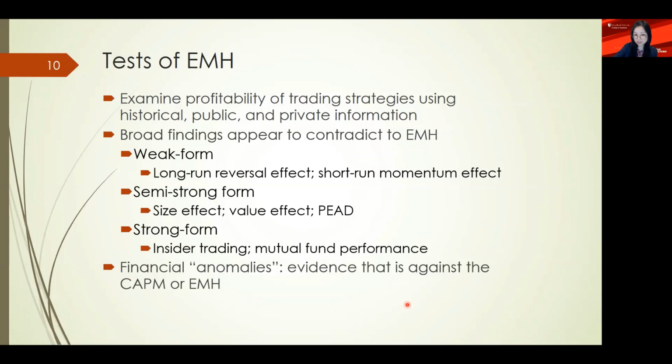With the first test, by the way, I forgot to define that because we find a lot of evidence that seems to contradict the EMH, we have created a new word in finance literature. It's called anomalies, financial anomalies. So what is financial anomalies? It is evidence that's against the CAPM or the EMH, that's not consistent with the predictions out of the EMH, and then we call all those return patterns financial anomalies.